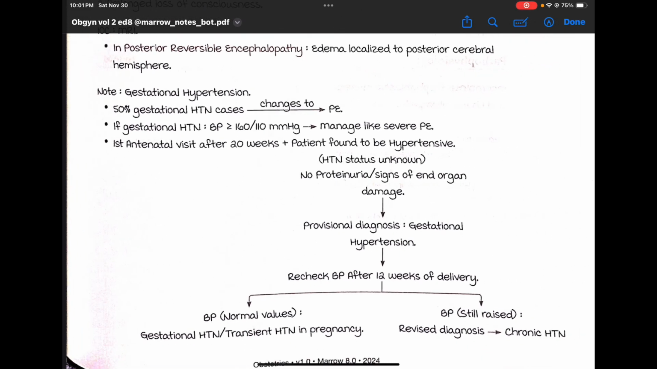Note: gestational hypertension. 50% of gestational hypertension cases change to preeclampsia. If gestational hypertension blood pressure is more than or equal to 160/110 mmHg, it is managed like severe preeclampsia.